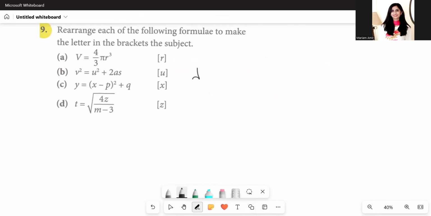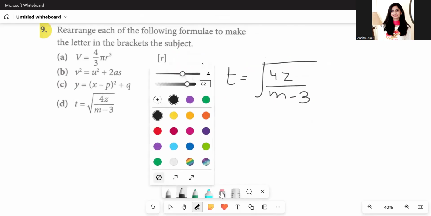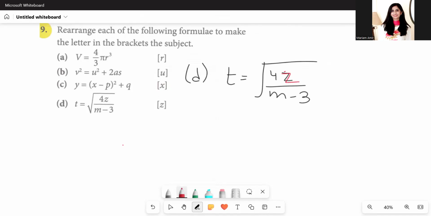Part D is t equals square root of 4z upon m minus 3. Can we square the square root? Yes, we will definitely square the square root because our objective is to get this z alone. We need to make this z the subject. But there's a whole square root on it. First, we'll get rid of the square root. What kills the square root? Squaring both the sides. So we're going to take a square here and take a square here.